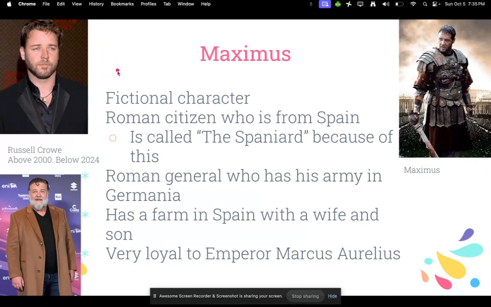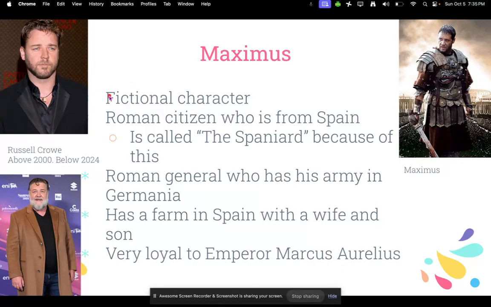So first, we've got to talk about Maximus. Maximus is the main character in the movie Gladiator. That's Maximus right there. He's played by Russell Crowe. So this is Russell Crowe in 2000. This is a more recent picture of Russell Crowe. He is a fictionalized character. He did not actually exist in real life. So remember, fictional means fake. He did not exist.